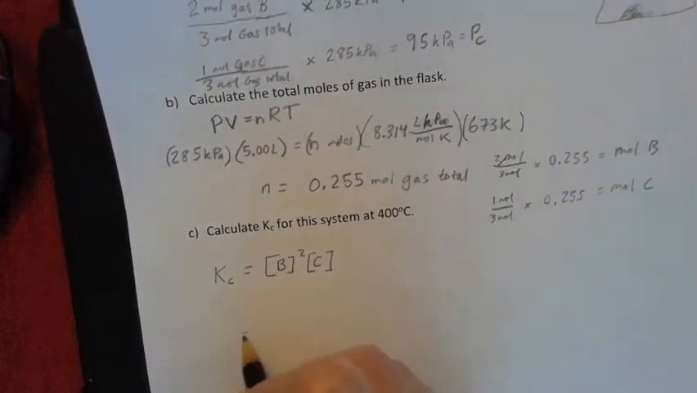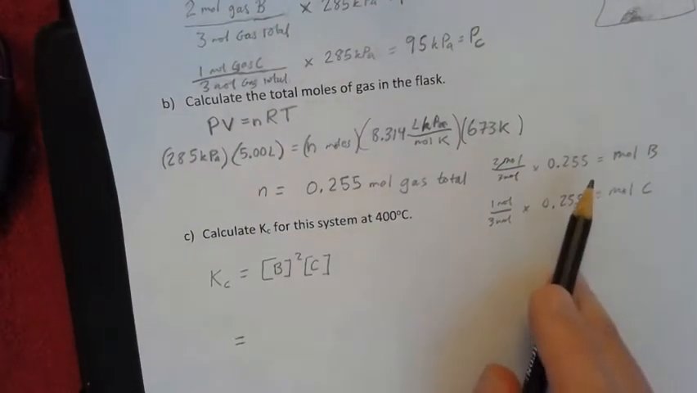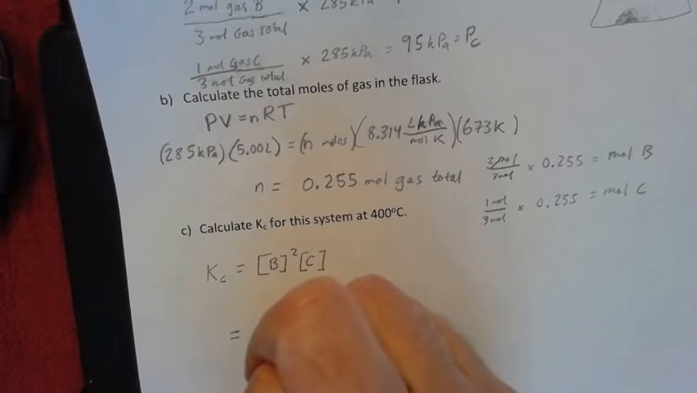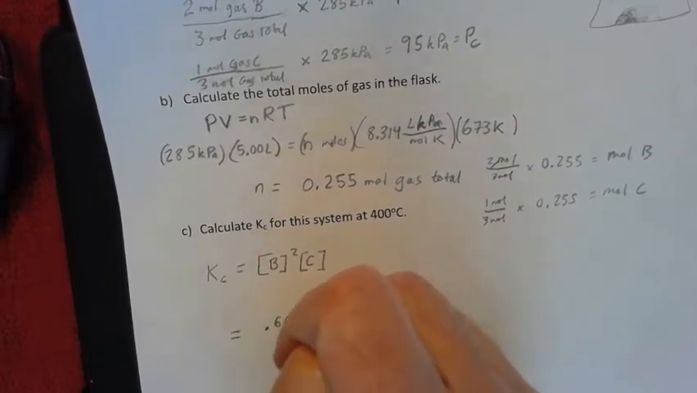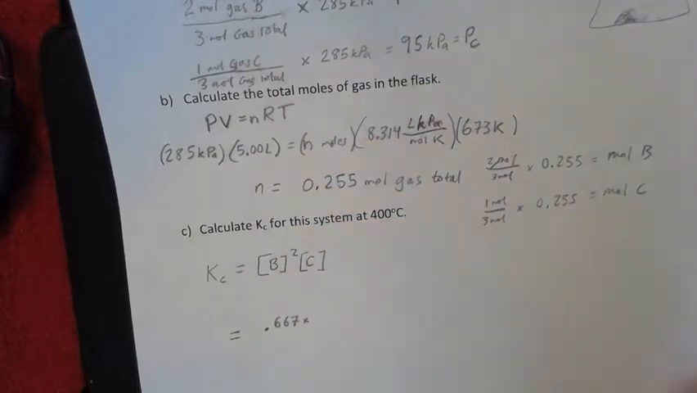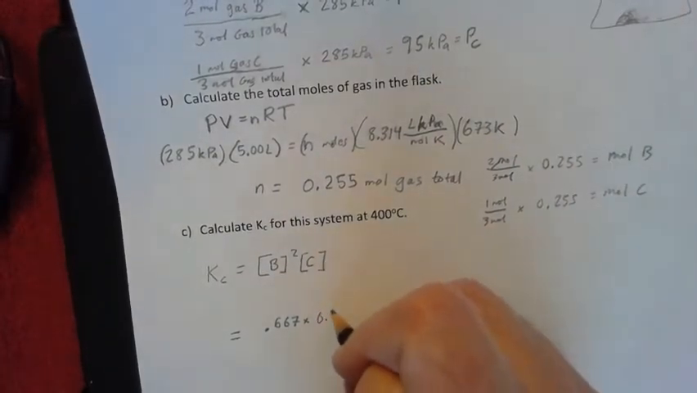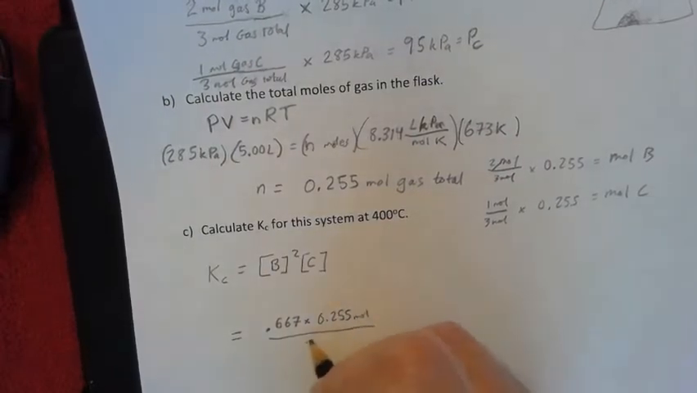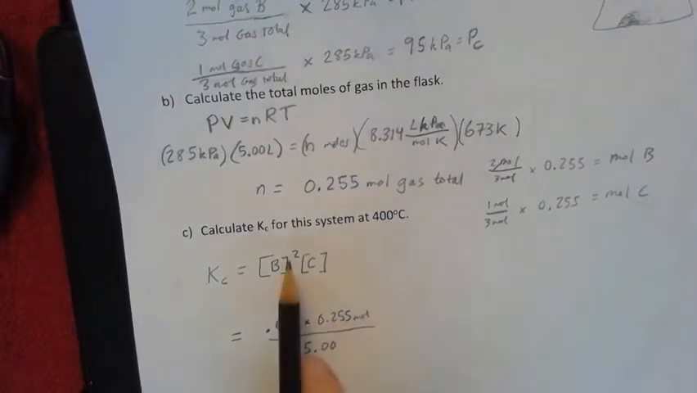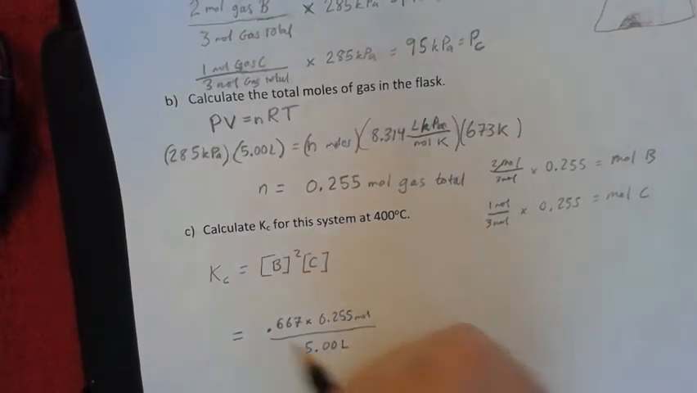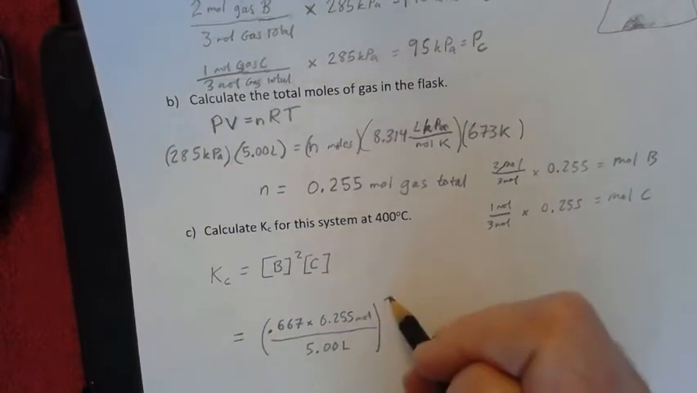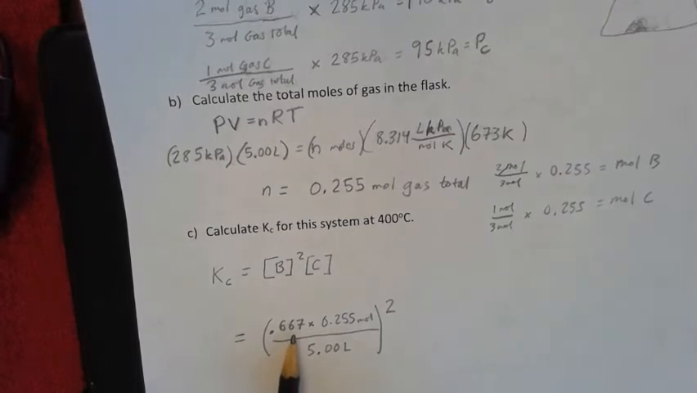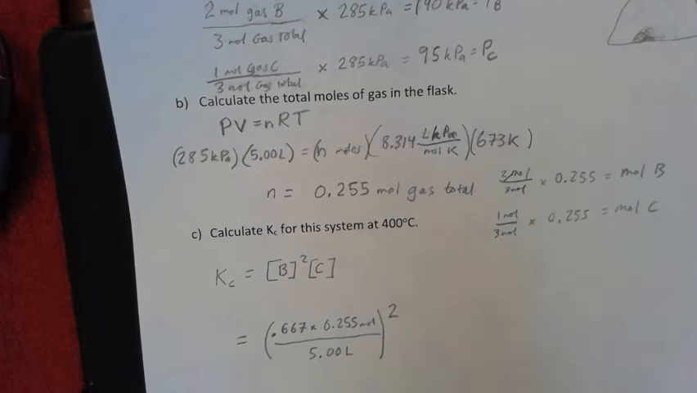Okay, so I'm going to do a lot of math here, but really what we're just saying is, look, I know how many moles of B we have in that flask, so it's basically going to be 0.667, that's 2/3, times the total moles of gas, 0.255 moles, over the 5 liters, right? Because again, we want this to be a concentration, moles over liters. And we're going to square that. Again, this 0.667 represents the mole fraction of the gases in that flask at equilibrium.